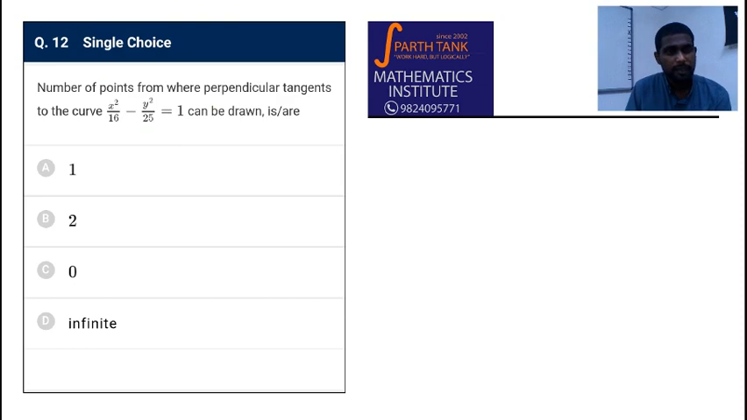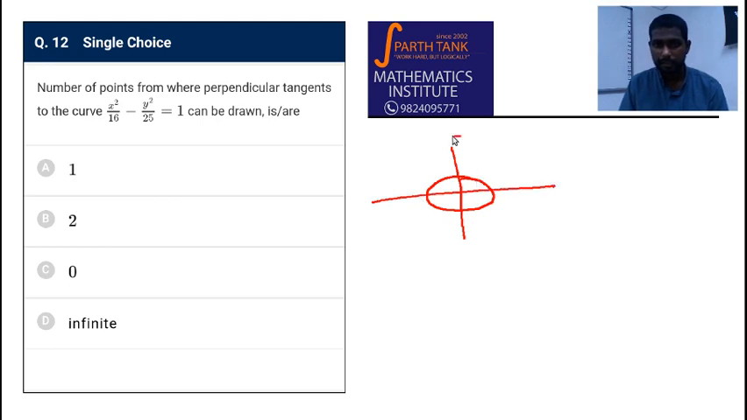Number 12. The number of points from where perpendicular tangents to the curve x squared by 16 minus y squared by 25 is equal to 1 can be drawn is how much? How many tangents? Perpendicular tangents. That is, see, we know that for both ellipses and hyperbolas, when there is an ellipse, x squared by a square plus y square by b square is equal to 1.